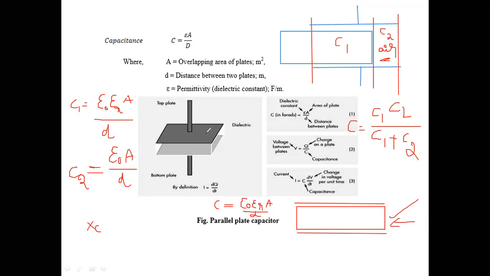Whether it may be pressure, or a force, or some displacement, or a liquid level, anything. So depending upon variations in epsilon, variations in A and variations in D, I can vary capacitance such that the varied capacitance will give me the resultant output. So here I am measuring displacement due to change in capacitance. That's why it's called a capacitive transducer.